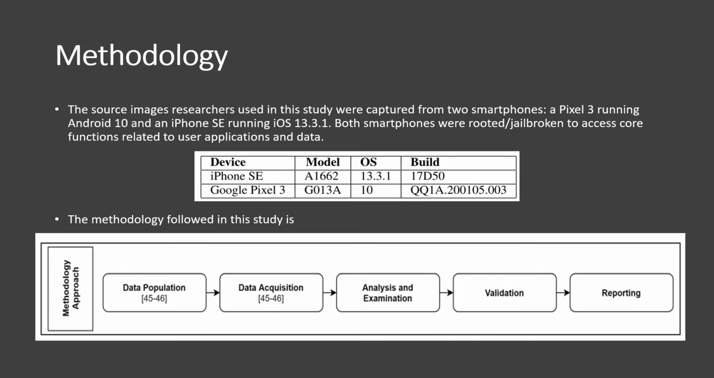They used a 5 steps methodology on 2 smartphones, an Android 10 and iPhone 13.3.1. In data population, data was entered into both operating systems and then images were acquired. Both steps, data population and data acquisition, are very crucial as all investigation depends on them. Then these artifacts were analyzed using different open source tools. In validation, these artifacts were validated with previous apps that are present in scholarly articles, and in the last stage, all the findings are reported in detail to be used in further court proceedings.